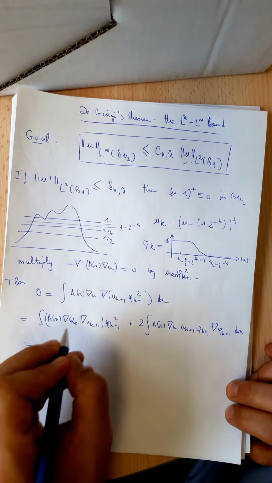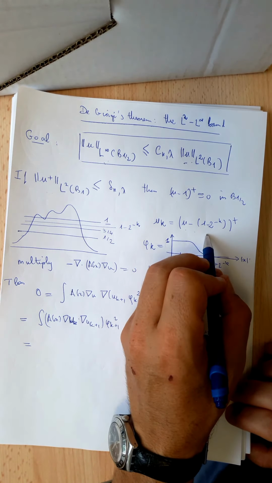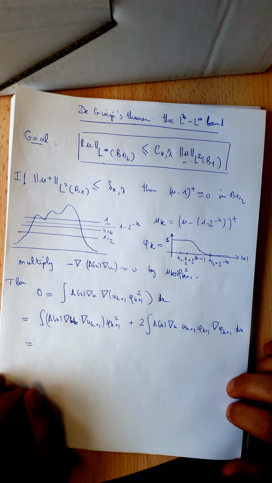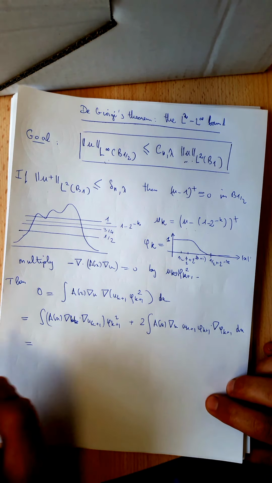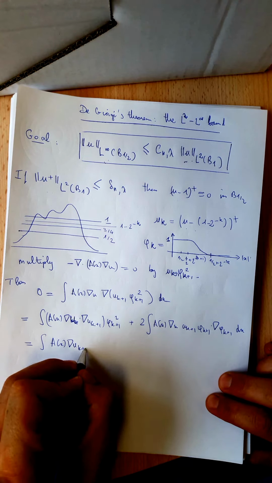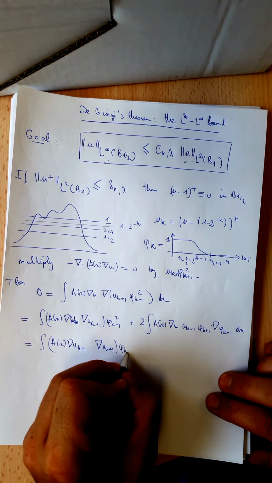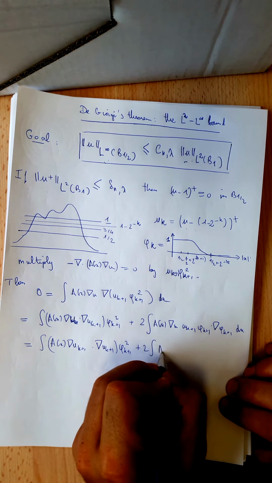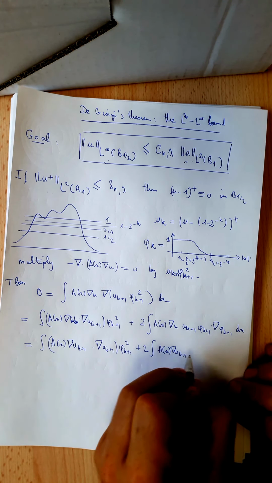Okay, now you see, the gradient of u_k is simply going to be the gradient of u on the set where u is bigger than 1 minus 2 to the minus k, and is going to be 0 elsewhere. And as a result, when you take the dot product with the gradient of u, you simply get A(x) gradient of u_{k+1}, dot product with gradient of u_{k+1}, phi_{k+1} squared for the first term. And you can do the same for the second quantity, which is going to be, again, the same quantity, but with u_{k+1} everywhere.